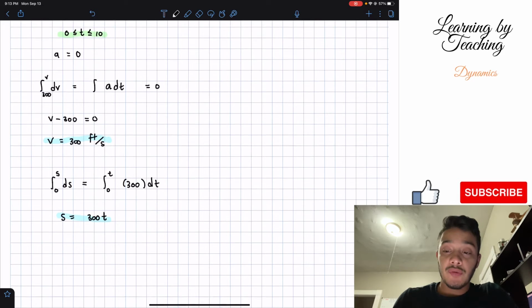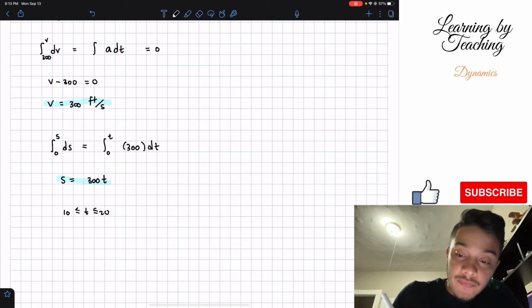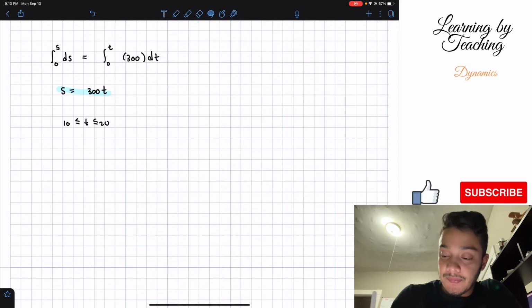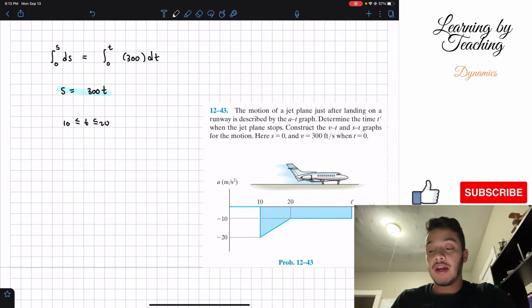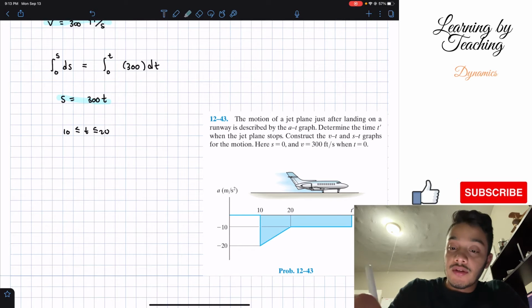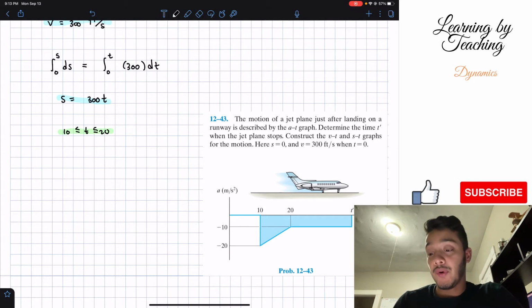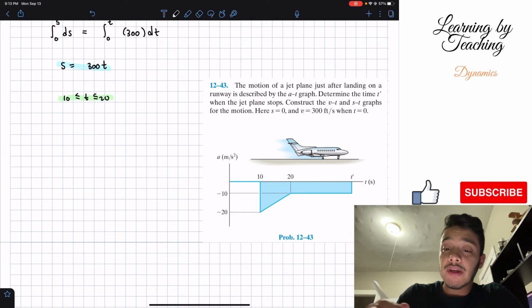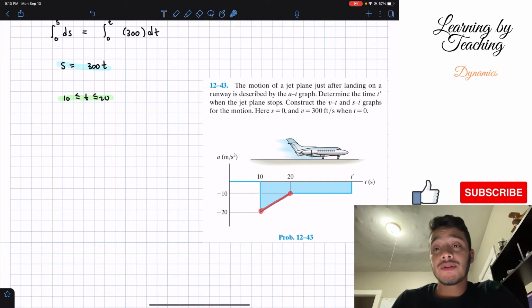Now we're gonna jump to a second interval that goes from 10 all the way to 20. I'm going to paste our picture in here just to keep working on it, and in this case it's gonna be important. So I'm going to highlight this in green because this is our second important time interval. As we can see, our acceleration from 10 to 20 is a linear equation that we don't know, so we need to find that out.